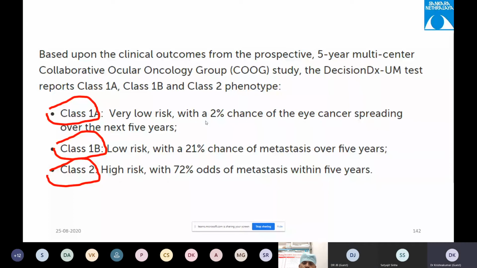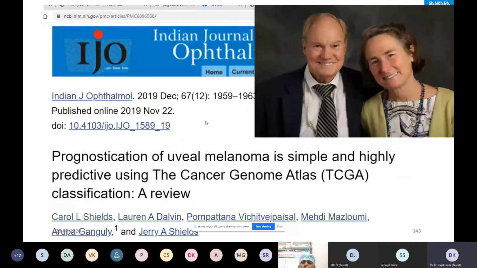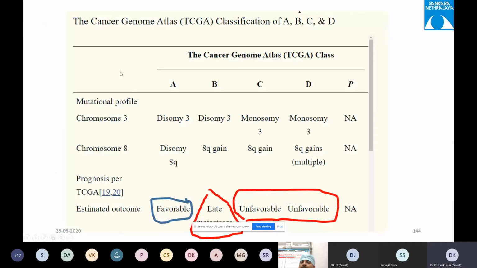Then we have Dr. Shields' group, which has validated the TCGA classification of chromosomal aberration. It has been published in IJO, and please read this. According to their study, they classify based on TCGA into 4 groups, A, B, C, D, based on chromosome 3 and chromosome 8. Disomy 3 with disomy 8q is favorable. Disomy 3 and 8q gain is late metastasis. Monosomy 3 and 8q gain is unfavorable. Monosomy 3 and multiple 8q gains is unfavorable.